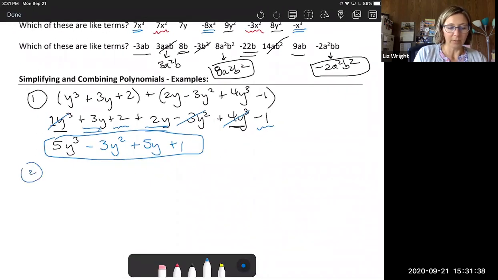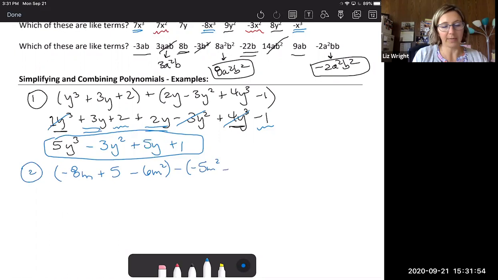So let's look at another example. So our next one, we've got a quantity of negative 8m plus 5 minus 6m squared. And we're going to subtract a negative 5m squared minus 8 plus a 7m.